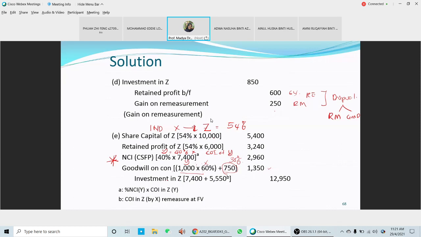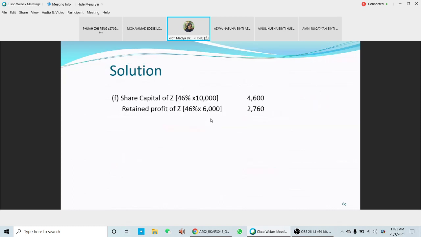And then credit investment in Z. Investment in Z 7.4. Okay, 7.4 here is the amount that was paid by Y. And then 550 here is the new additional amount that you remeasure based on that 30% that we have here. Okay. 7.4 here is from the investment by Y. Yeah? So you're going to have 7754. Okay, just finish with this one.